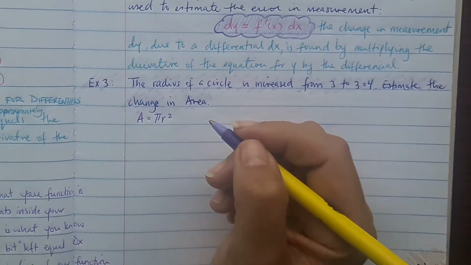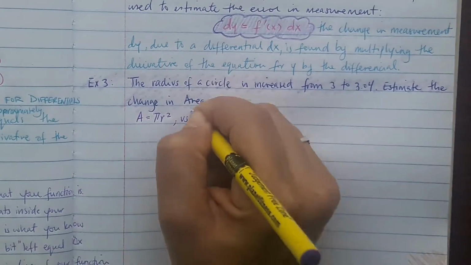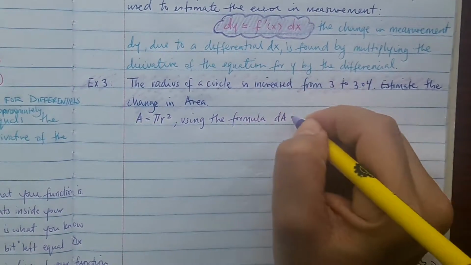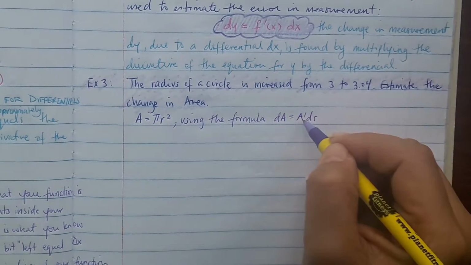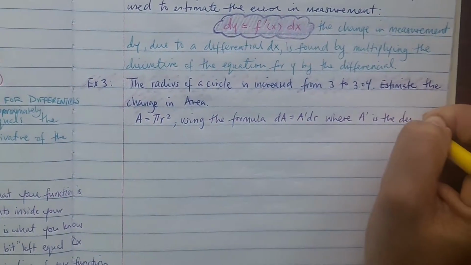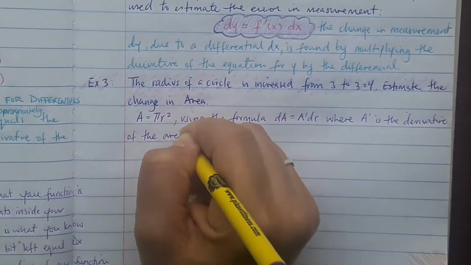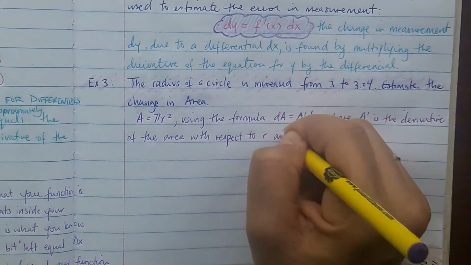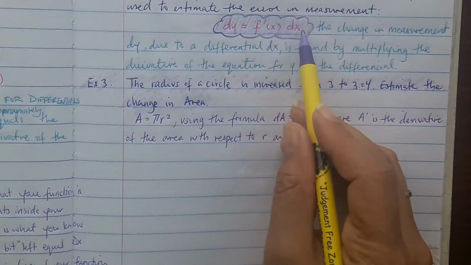Pi r squared. So using the formula that we just got, I'm just going to rewrite it in terms of area. The change of the area is going to be equal to the derivative of the area times the differential, where A prime is the derivative of the area with respect to the radius. As a listening check, color in area is pi r squared. And dr, which is the differential, is 0.04 because that's how it changes.